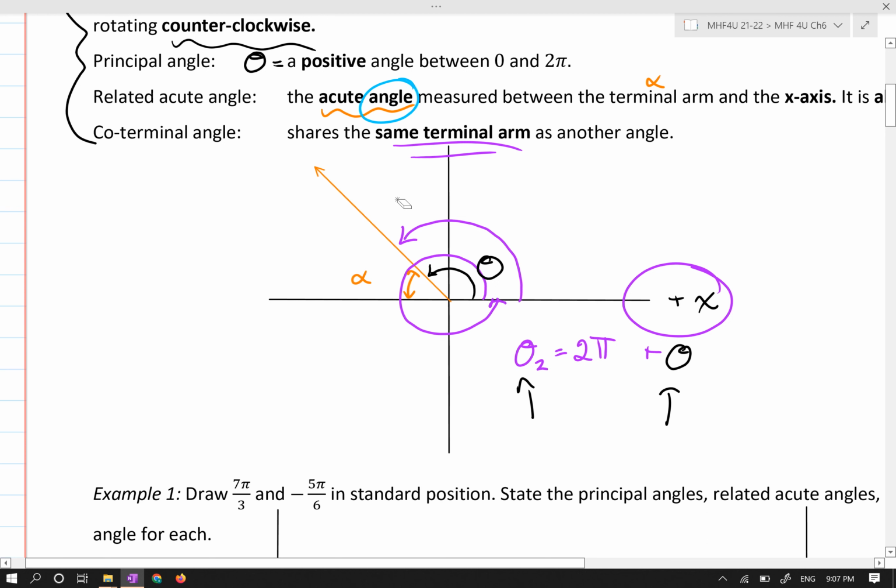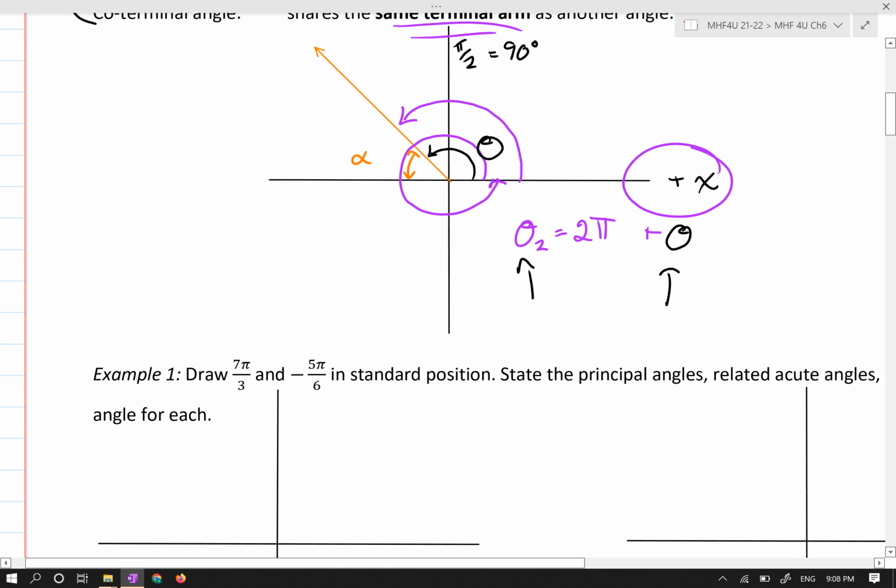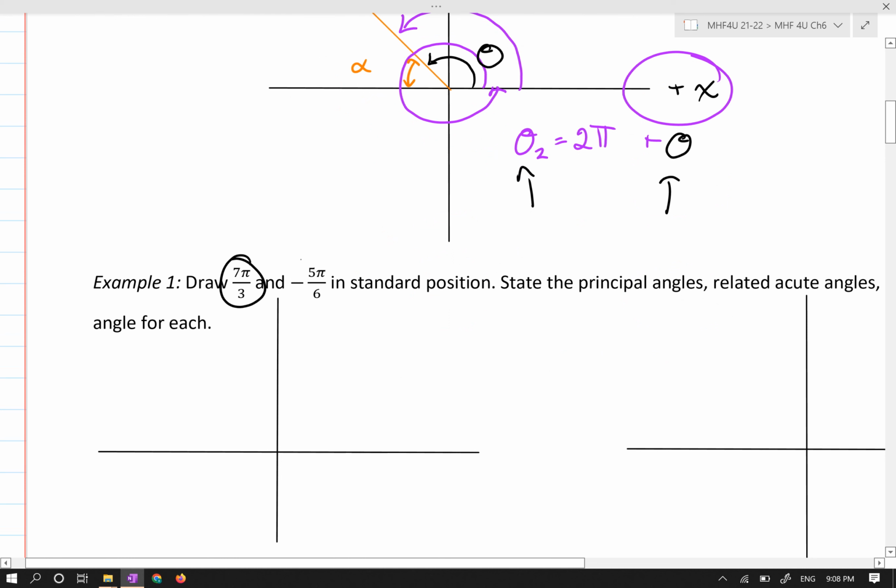In standard position. All right, now all of this so far should be review. The only additional spin on it is now we're working with 2 pi instead of 360 degrees for our coterminal angle. And we're working obviously with pi over 2 instead of 90 degrees that you would have been working with before this course. Now we're going to push on forward and we're going to work with 7 pi over 3 and negative 5 pi over 6.